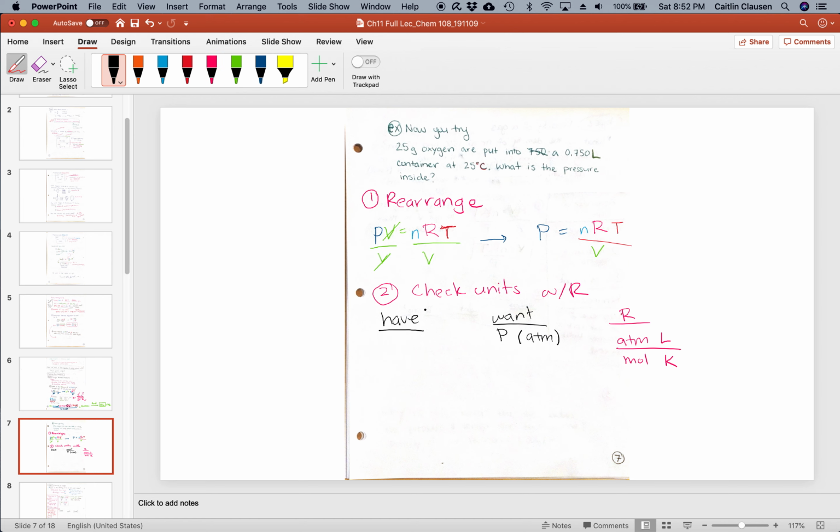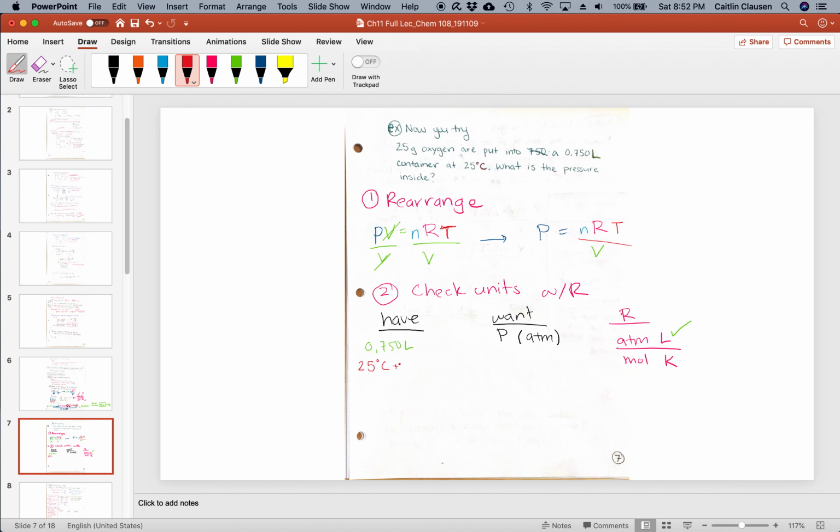Alright, so what we are given. Our volume is given in liters, so that checks out, 0.75 liters. Cool. Our temperature is given in degrees Celsius. That does not check out with R. It should be in Kelvin.